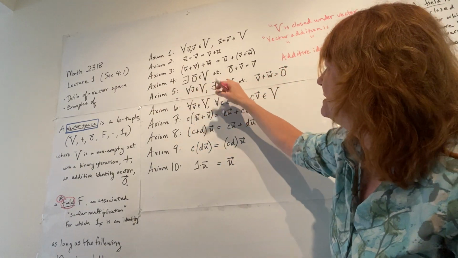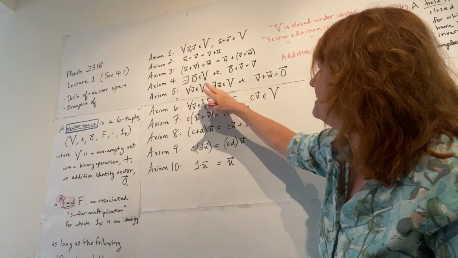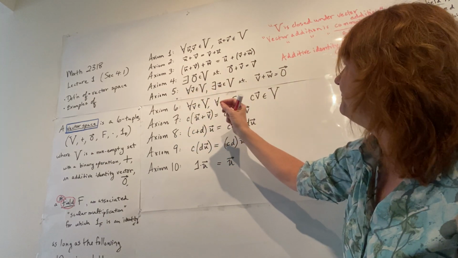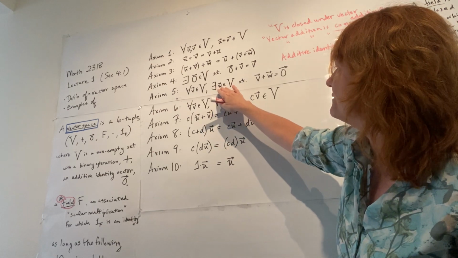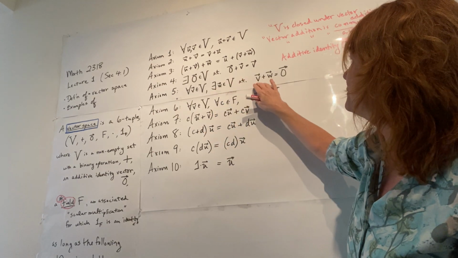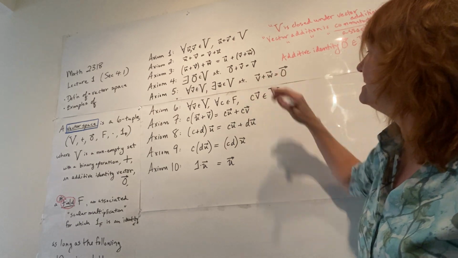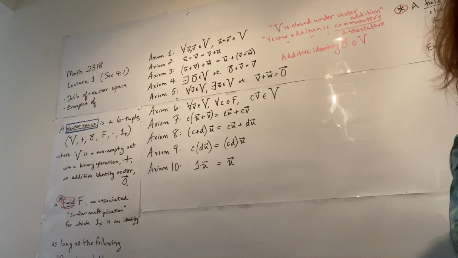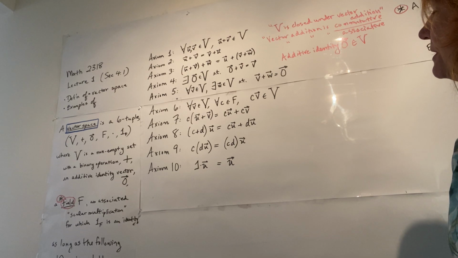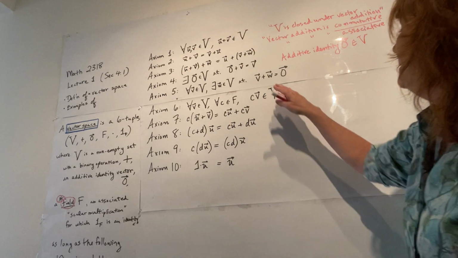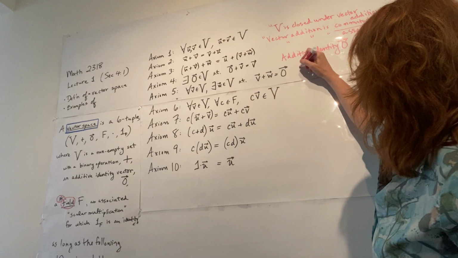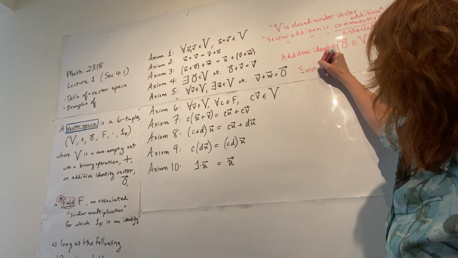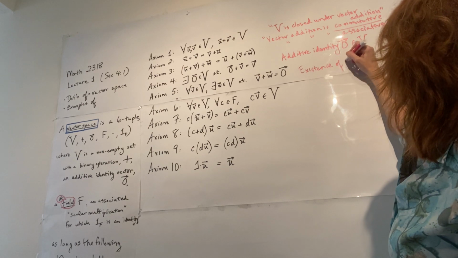Axiom 5. For all vectors in the vector space, for each one of them, there has to exist another vector, W, for which it's true that V plus W is equal to the 0 vector. So what we say here is that we have the existence of additive inverses.